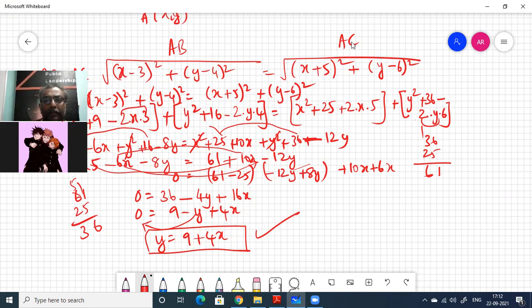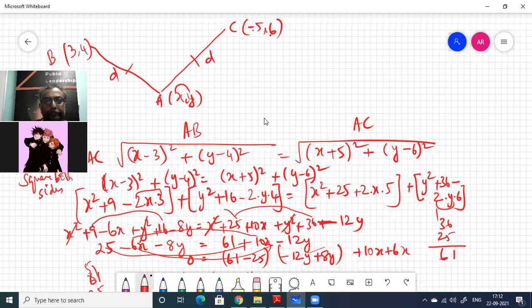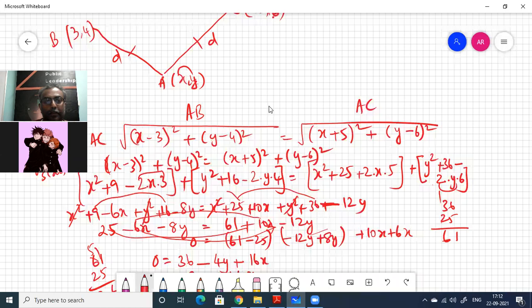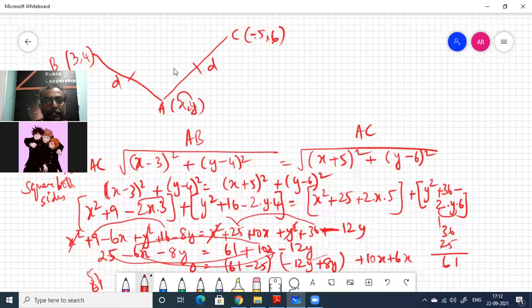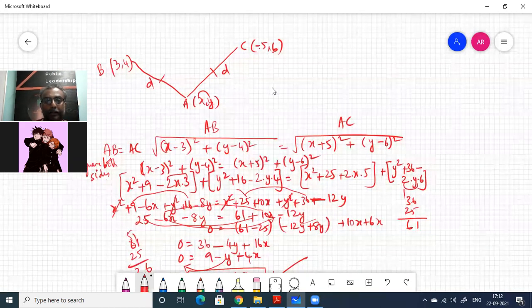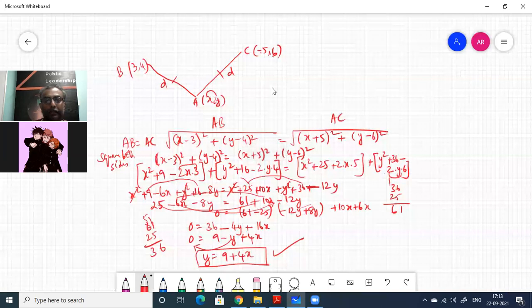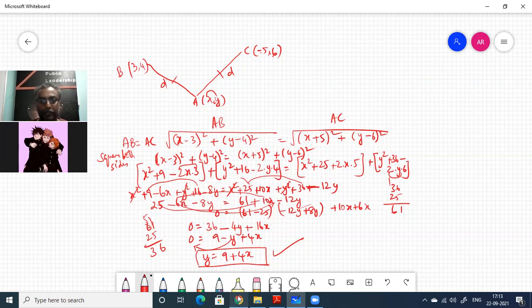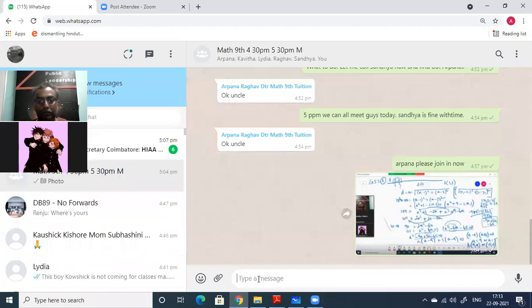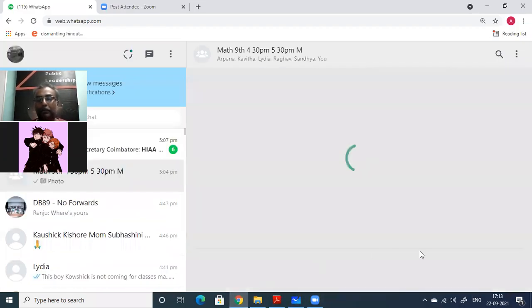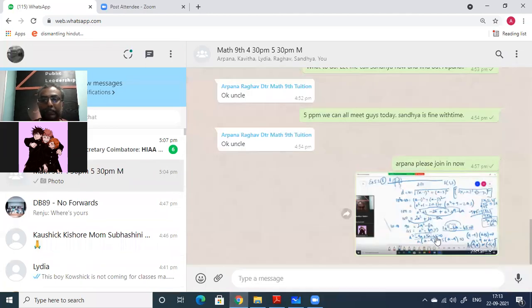AB is equal to AC because the distance of the point from A and B is the same. So D is equal to D, so AB is equal to AC. Based on that, you put the equation and square it, and when you square it, you will get the answer. I'm going to put this in your WhatsApp.